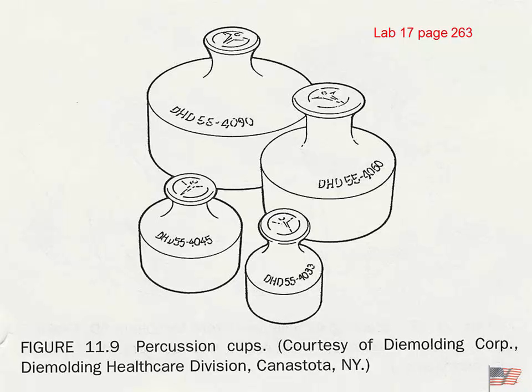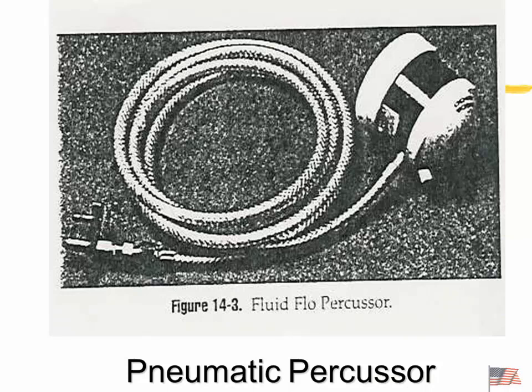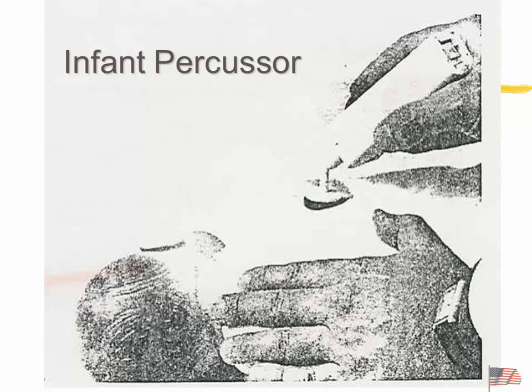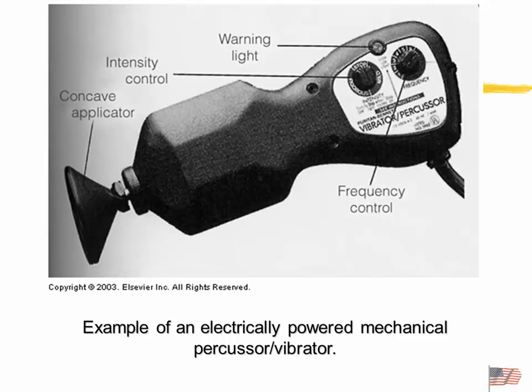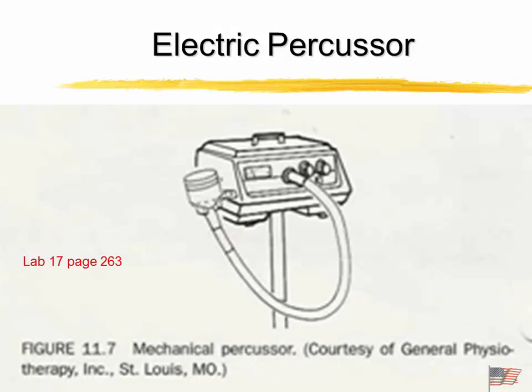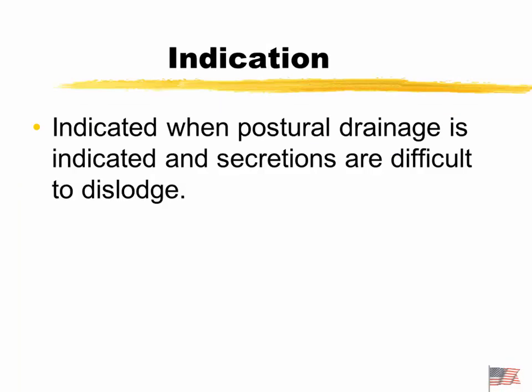Instead of our cupped hands, there are percussion cups that can be used, in various sizes for children or adults. And then there's a pneumatic percussor that hooks up to a 50 psi line, oxygen or air, and the unit itself vibrates against the skin. There are little ones for infants and bigger ones for adults. There's another example of one. So other than your hands, there are mechanical ways we can accomplish the same thing. When I was at clinicals, they didn't have percussors, so they were just using simple masks. Not simple masks. Resuscitation masks.